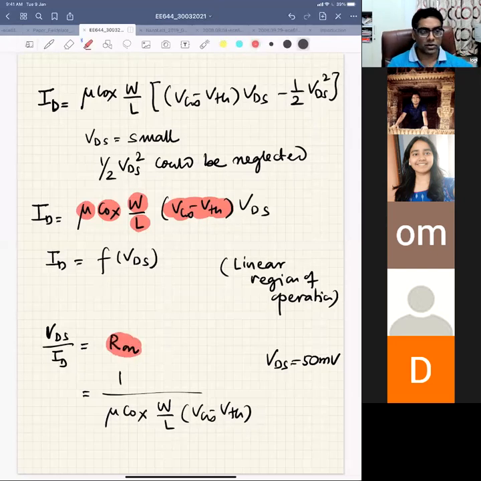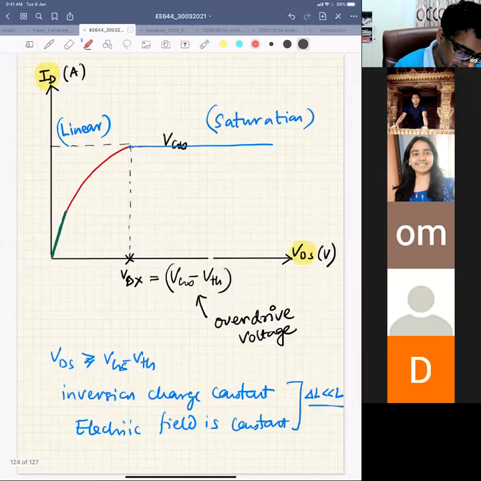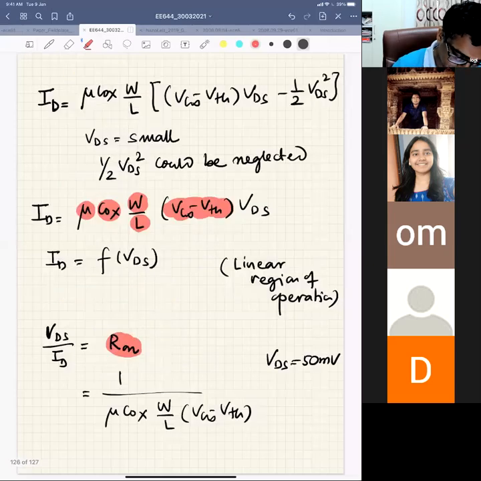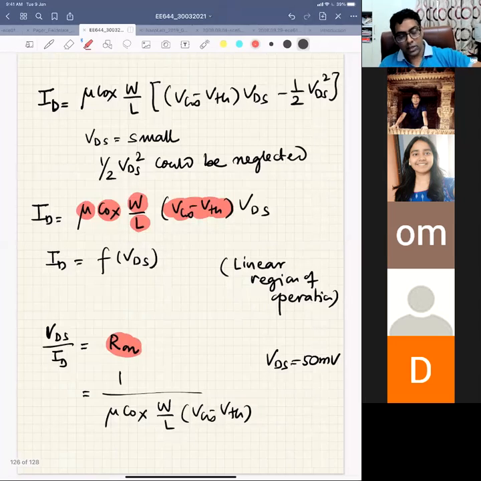So when you're calculating the on resistance, your transistor is operating in the linear region. There is a linear relationship between ID and VDS. If you look at this equation, the on resistance definition is when your VDS is very small, but this resistance can change with VGS minus VTH.